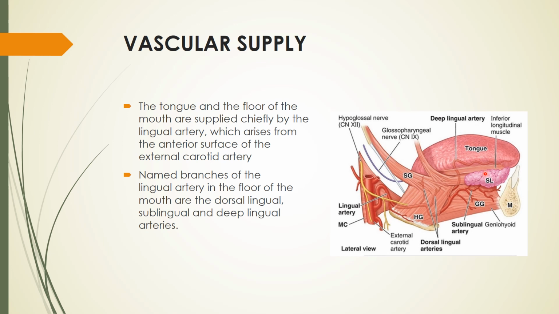It gives various named branches which supply the tongue, like dorsal lingual branches, which not only supply the root of the tongue but also the palatoglossal arch, tonsils and soft palate. Then the deep lingual artery, which supplies the body of the tongue, and sublingual arteries, which supply the tongue as well as the floor of the oral cavity.